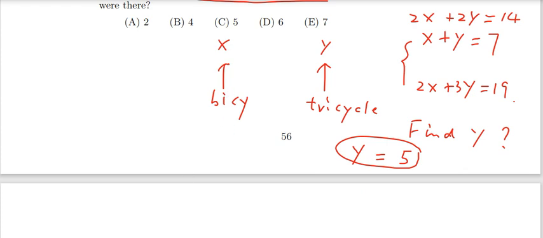So let's stop. Time to stop. So we will continue. Okay.